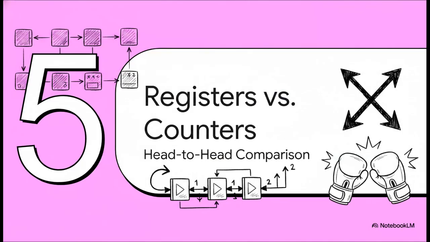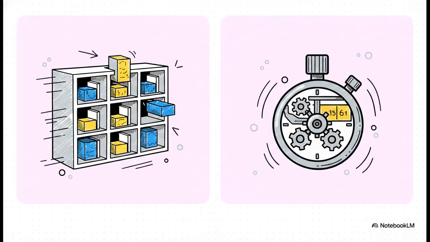Moving to Section 5, Registers versus Counters, a head-to-head comparison. Now that we've seen how both of these work on their own, let's put them head-to-head. University examiners absolutely love asking you to contrast these two. At a fundamental level, registers are your data handlers. They're built for lightning-fast data storage and manipulation right inside the microprocessor. Their main drawback? Pretty limited storage capacity compared to your main memory.